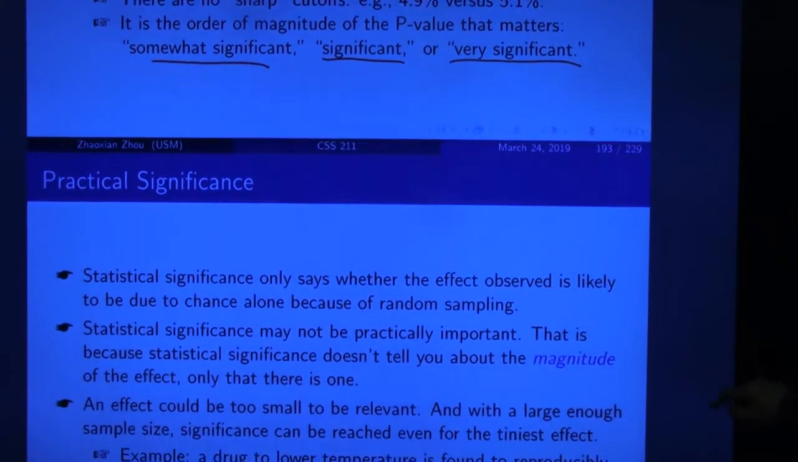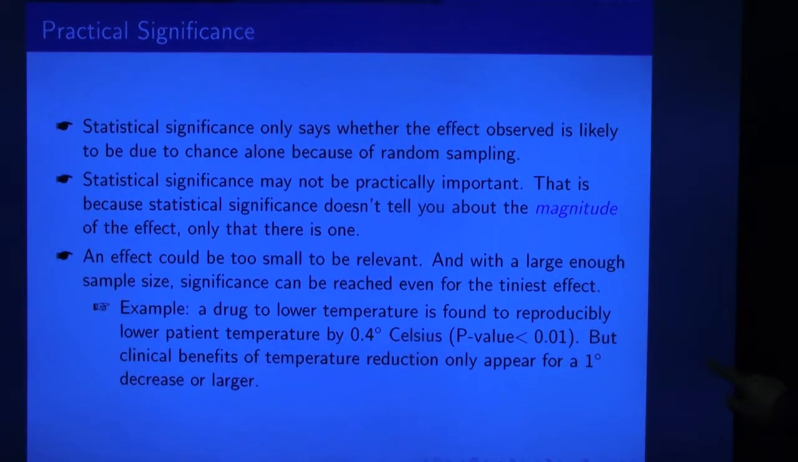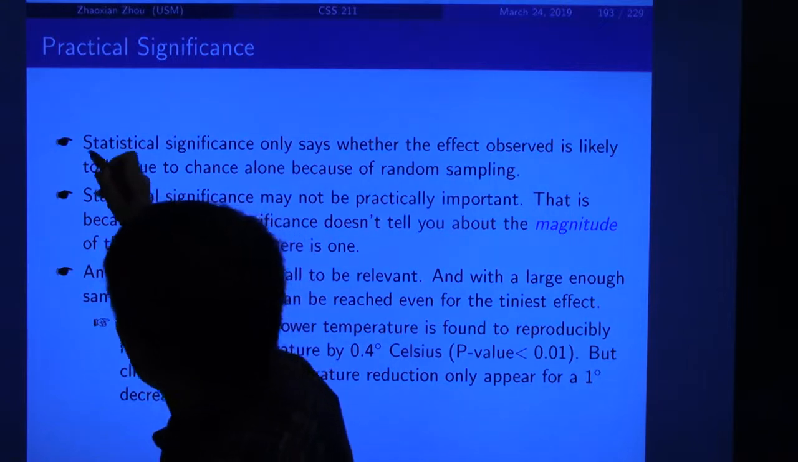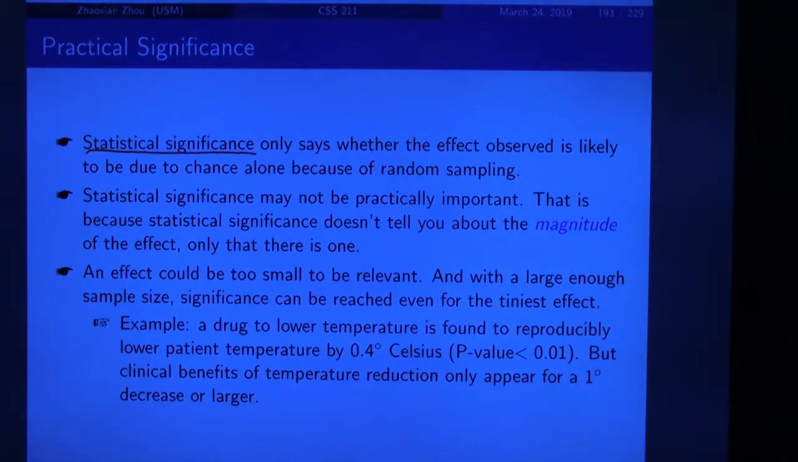Another point to consider is practical significance. We just discussed statistical significance. These two are different things. Statistical significance only says whether the effect observed is likely to be due to chance alone because of random sampling. Even if this is statistically significant, it may not necessarily be practically significant. Or, on the contrary, even if this is not statistically significant, it doesn't mean it has no practical significance.